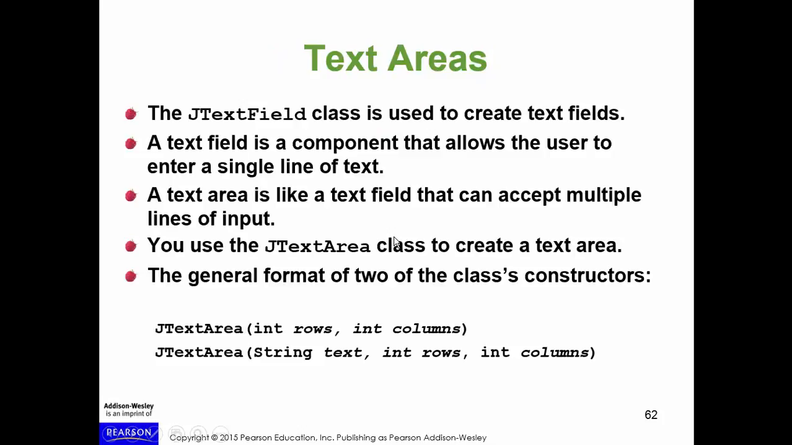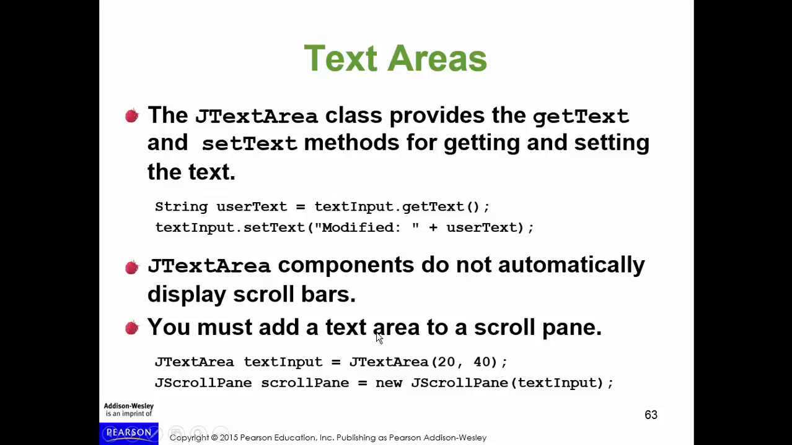A text area is just like an HTML text area. In other words, it's for multi-line comment. So when you set it up, you have to tell how many rows you want and how many columns you want it to have. It has a get text and a set text method. Get text, basically to grab the text that's there. Set text if you want to set the stuff that's there.